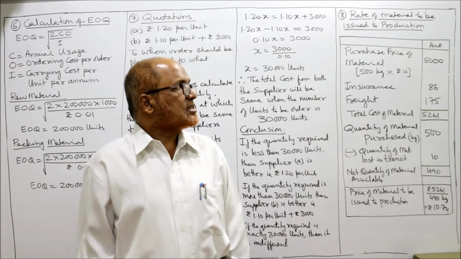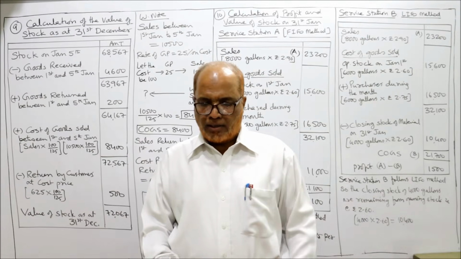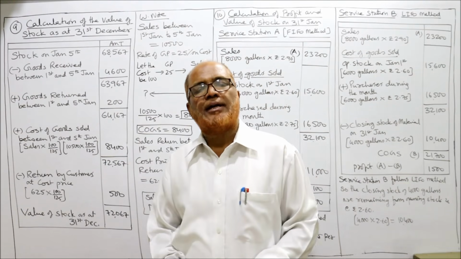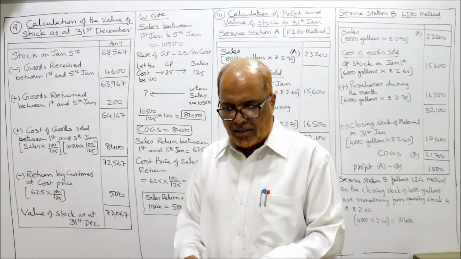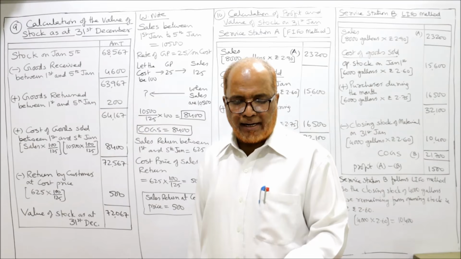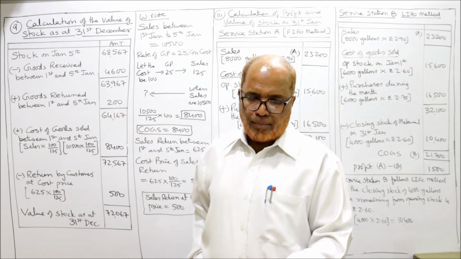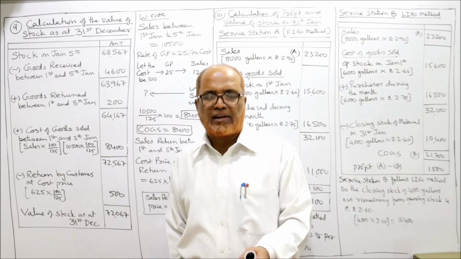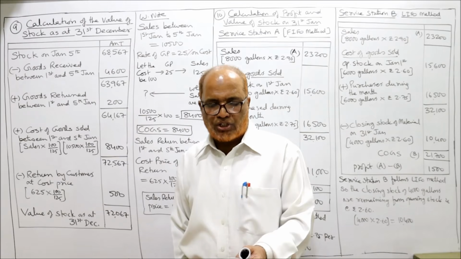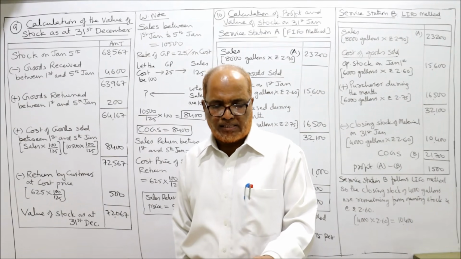That's all. So this is the end of problem number 8. Now I am starting the next problem, that is problem number 9. See carefully the problem number 9. The annual accounts of a trading company are to be made up to 31st December, but it was not possible to carry out stock taking until January 5th, at which date stock was valued at a cost of rupees 68,567.